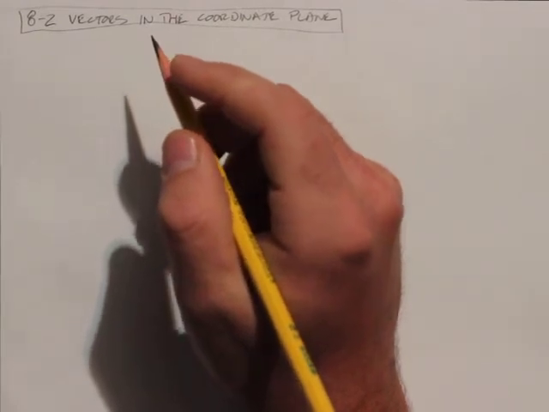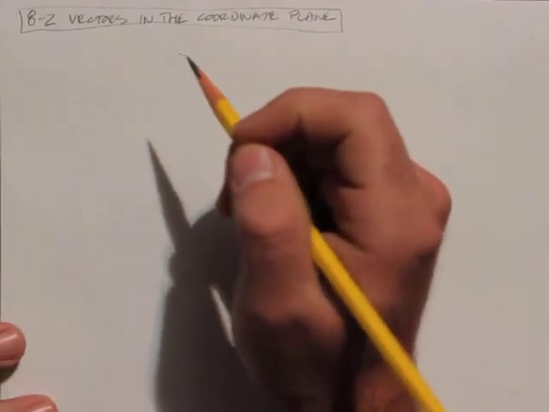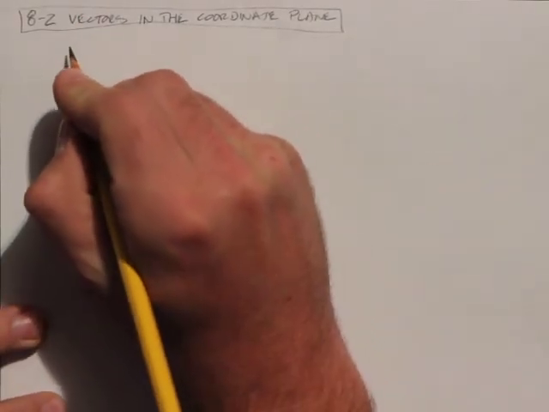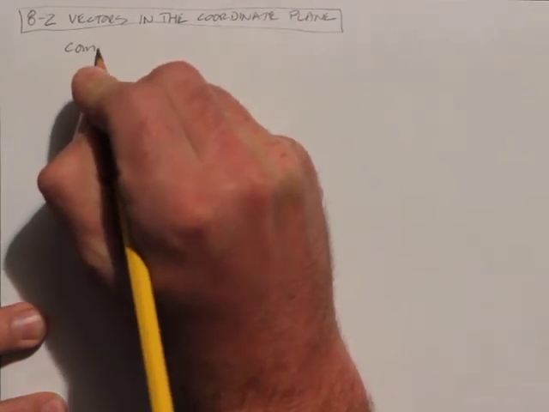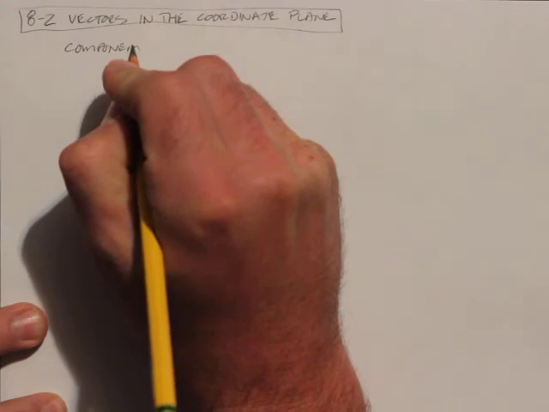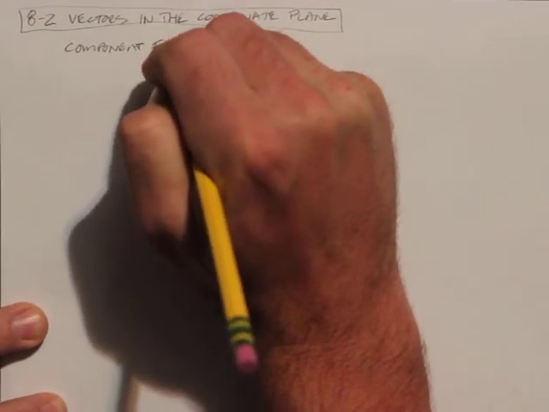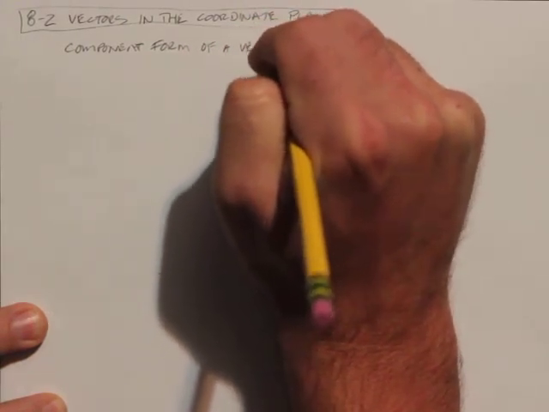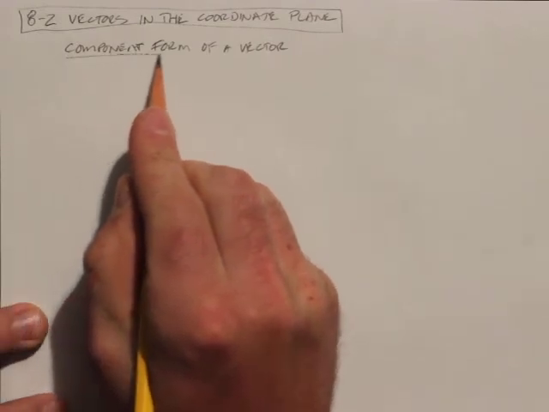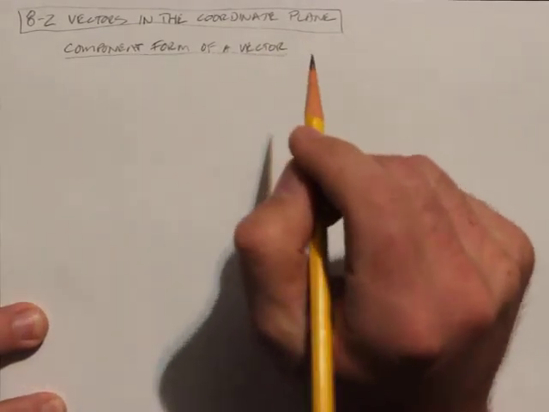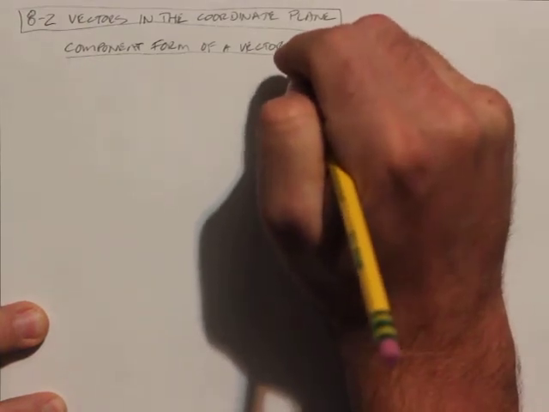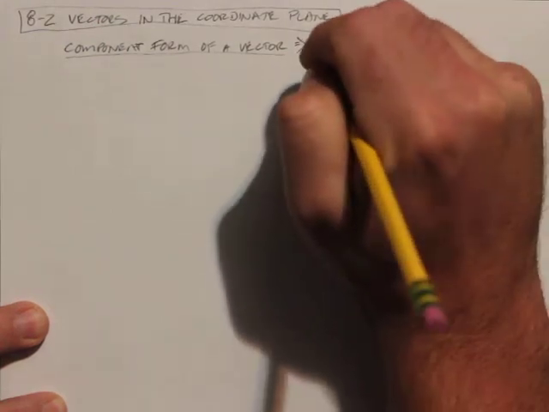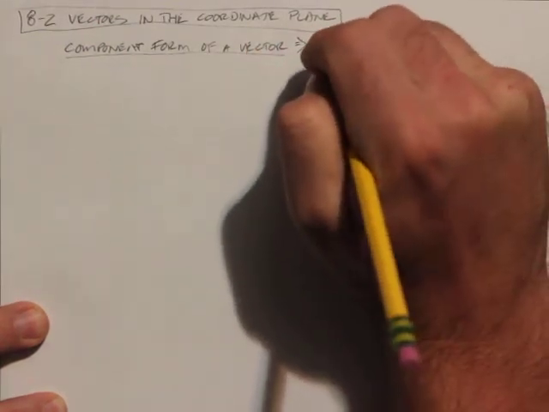So we're going to look at the vectors in a coordinate plane, just like the title said. The first thing we're going to look at is the component form of a vector. Remember in 8-1, toward the end there, we talked about the component form where we broke up the vector into the x and y value, the horizontal and the vertical shift. And so the component form is going to look like this.